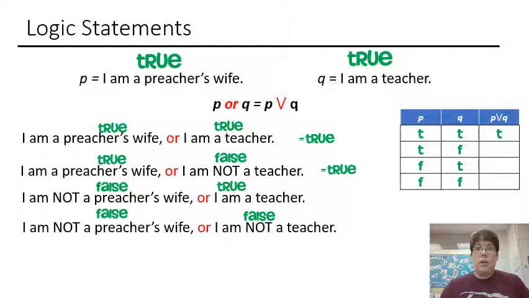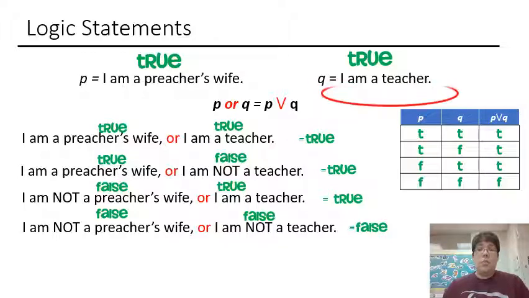That part is true. Now, the next one: I am not a preacher's wife, or I am a teacher. Well, that is also true because I am a teacher. So that works. And then the last statement: I'm not a preacher's wife or I am not a teacher. Now, both of those statements are false. Okay, so that is going to lead me to a false.